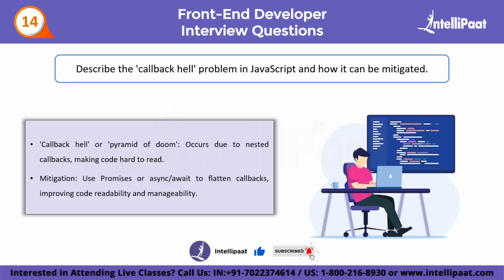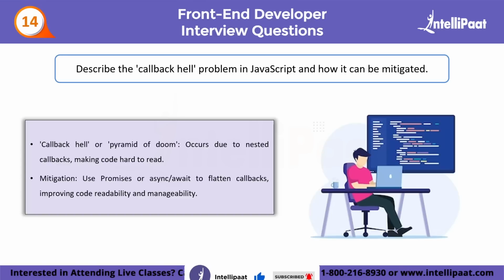Async/await is a modern JavaScript feature that allows you to write asynchronous code in a more synchronous style. It makes asynchronous operations look similar to synchronous ones, improving the code readability. By using these techniques, you can avoid the callback hell and write more readable and maintainable code when dealing with asynchronous operations in JavaScript.